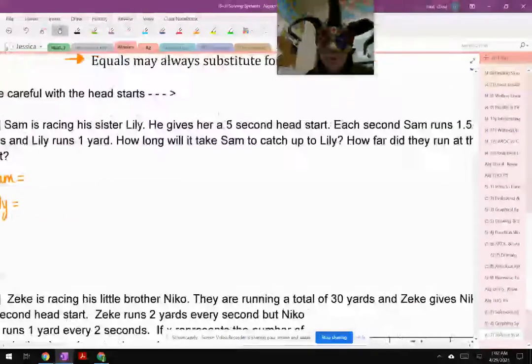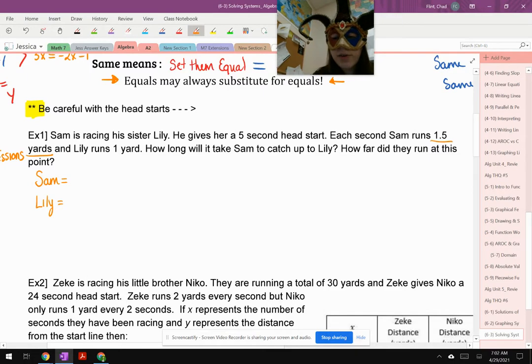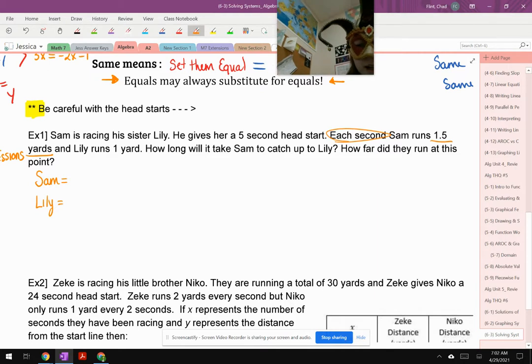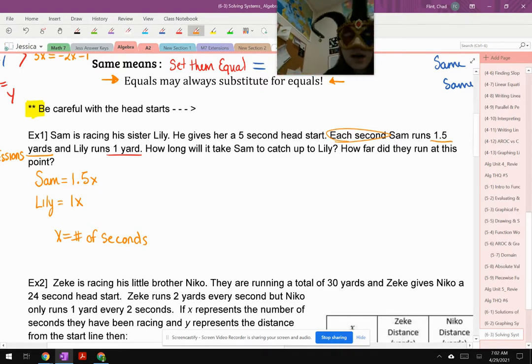So Sam, what do they tell me about Sam? They tell me that Sam runs 1.5 yards each second. And Lily runs 1 yard. So if x is equal to the number of seconds, Sam's expression would be 1.5x, and Lily's would be just 1x.